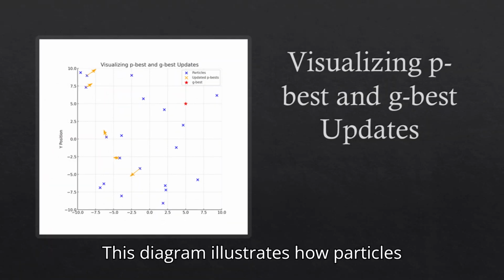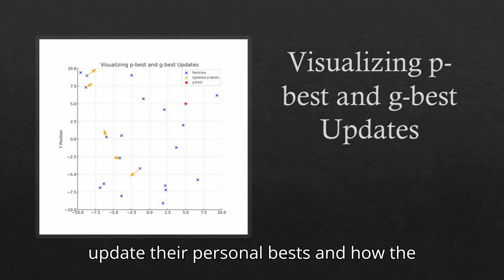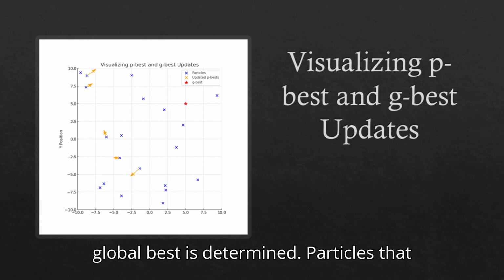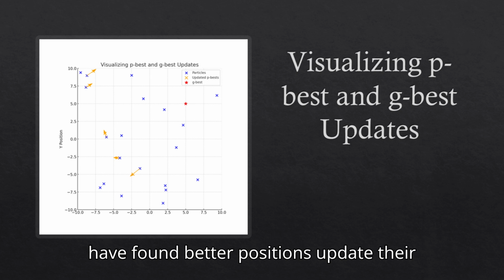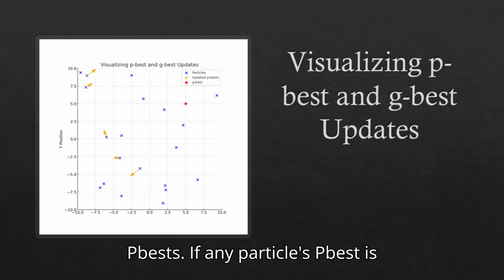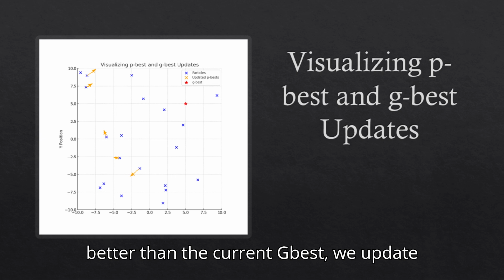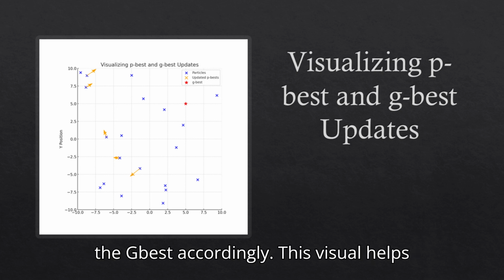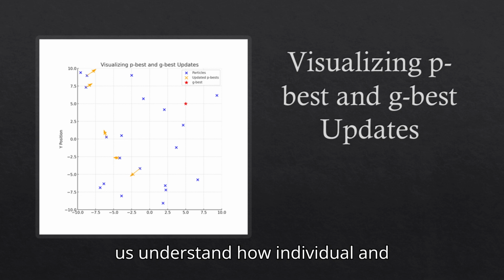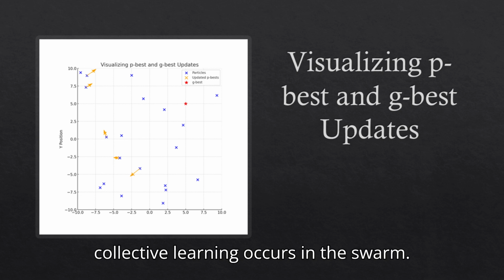This diagram illustrates how particles update their personal bests and how the global best is determined. Particles that have found better positions update their PBests. If any particle's PBest is better than the current GBest, we update the GBest accordingly. This visual helps us understand how individual and collective learning occurs in the swarm.